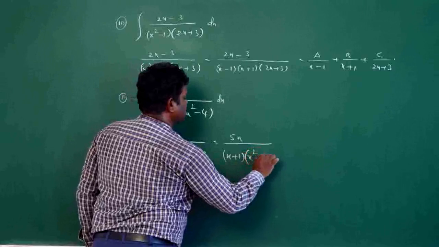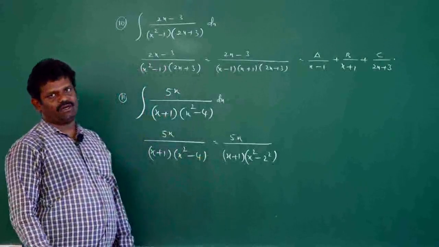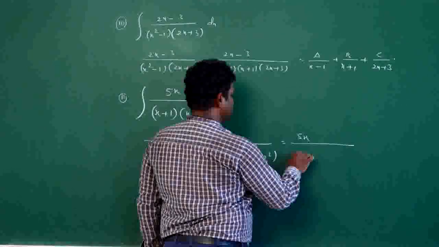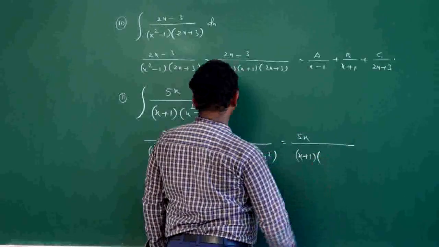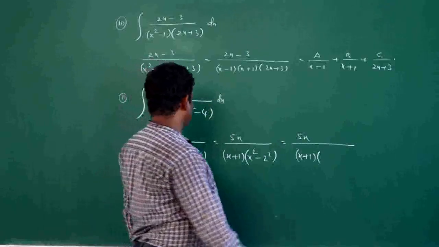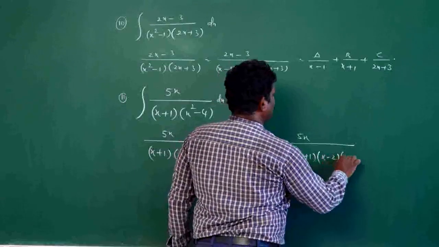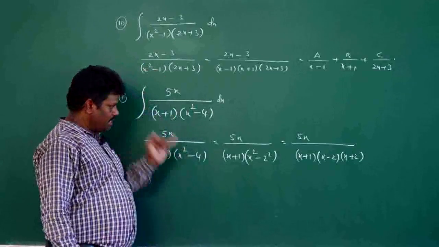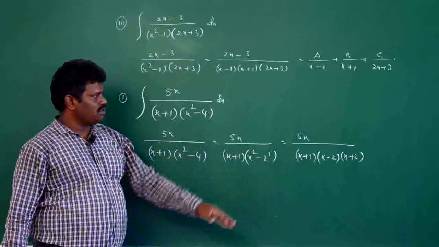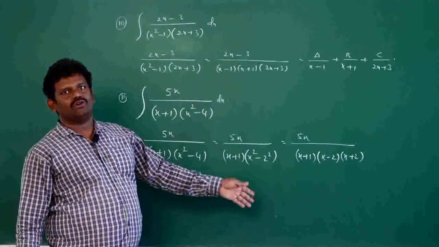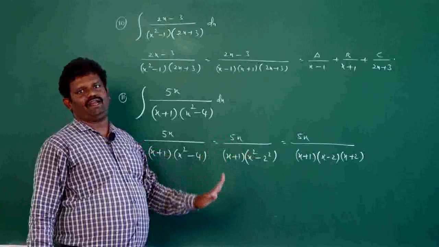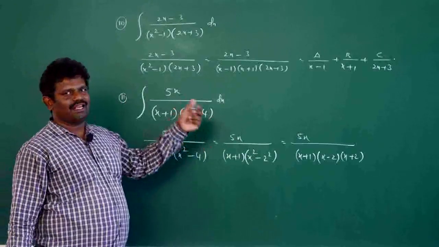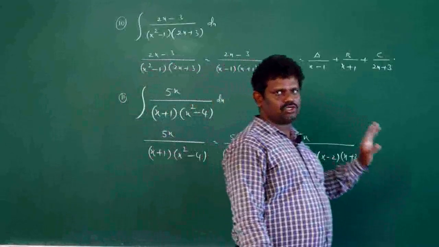Again, this value, we can write x square minus 2 square, a square minus b square. So 5x by (x plus 1) into (x minus 2) into (x plus 2). x minus 2 into x plus 2 means the a square minus b square formula, (a plus b) into (a minus b), same model. Again, if you apply this same model, non-repeated linear factors. So the 10th and 11th problems, that same model is already explained. If you apply those methods, we find the solution for these two questions.